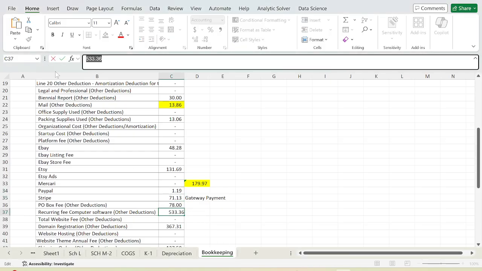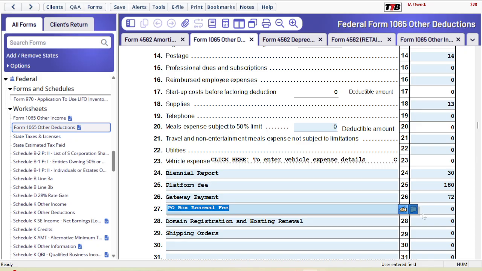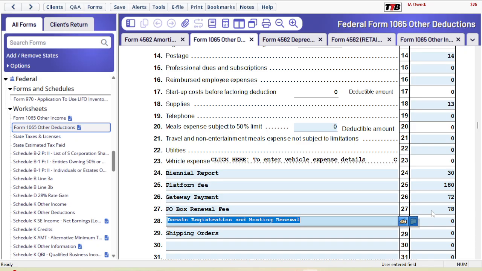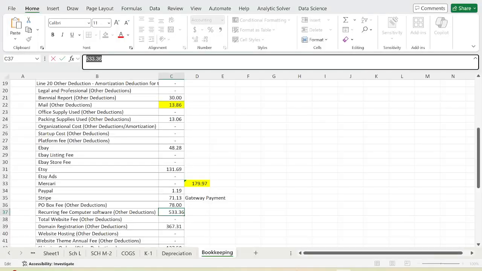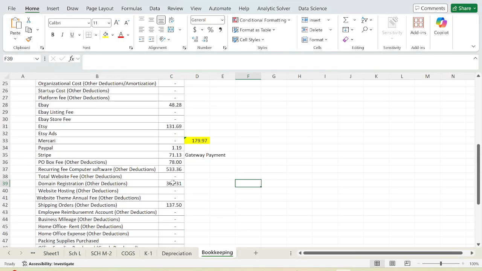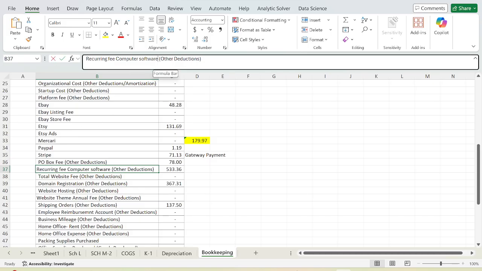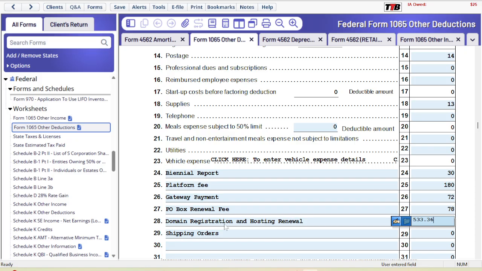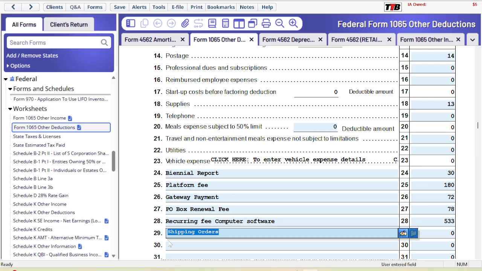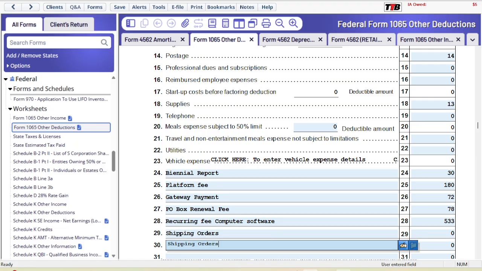We can copy this one and we'll go for PO Box 78, and this one is what we copy, and we'll come back here and oh no, it's different. This is a software, so we need to copy this amount, go back here and put it there, and let's copy this and put it here and go back.